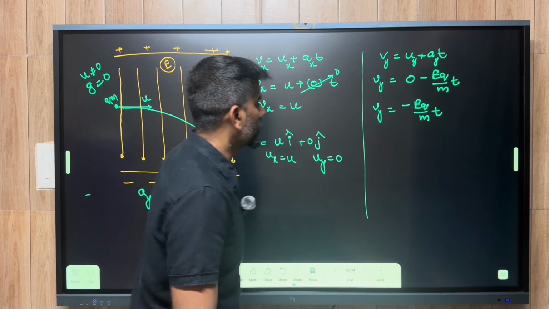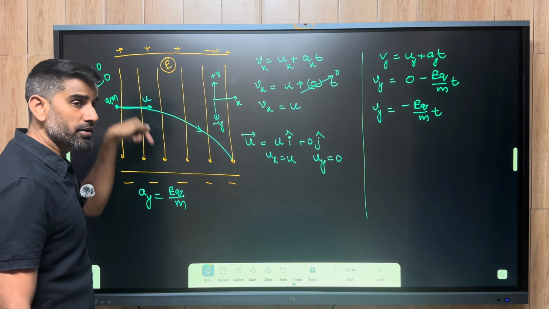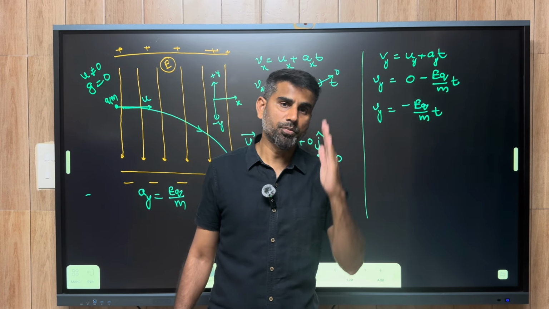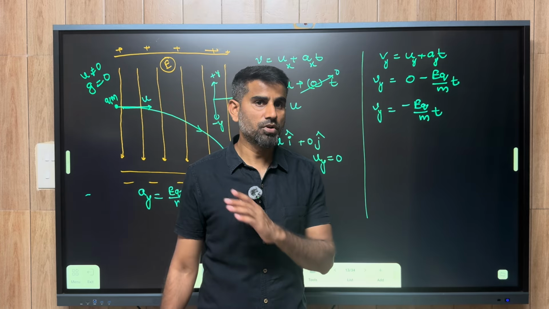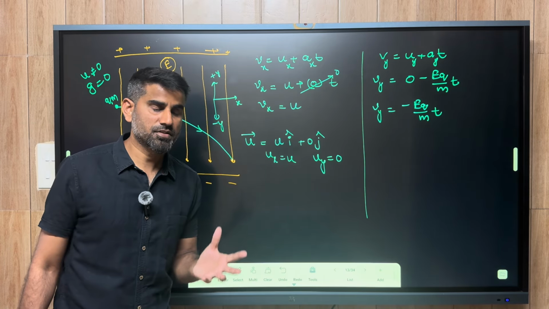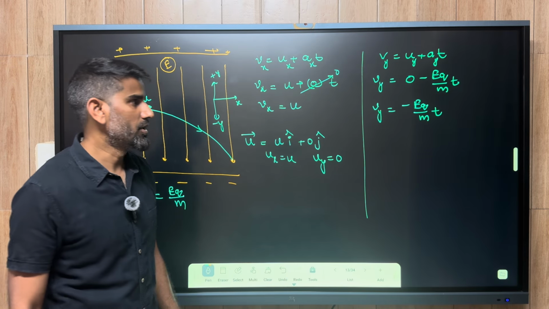Why did we put a minus sign here? Because this y component of acceleration is pointing in the downward direction. As I have already mentioned, I always consider the upward direction as positive, downward direction as negative, rightward direction as positive, leftward direction as negative. I always use these sign conventions. So I have put a negative sign for the y component of acceleration.